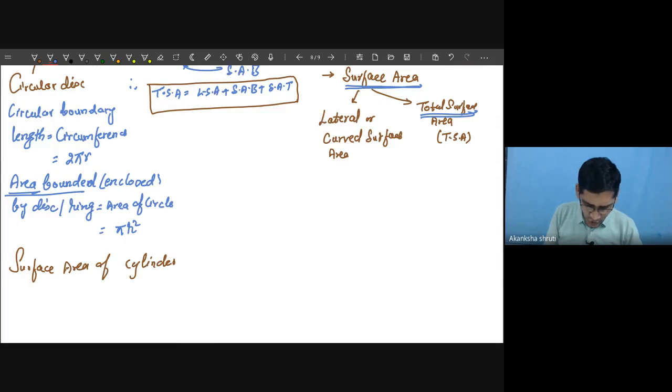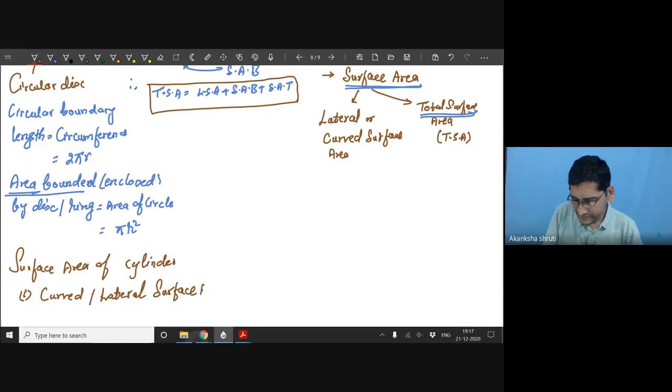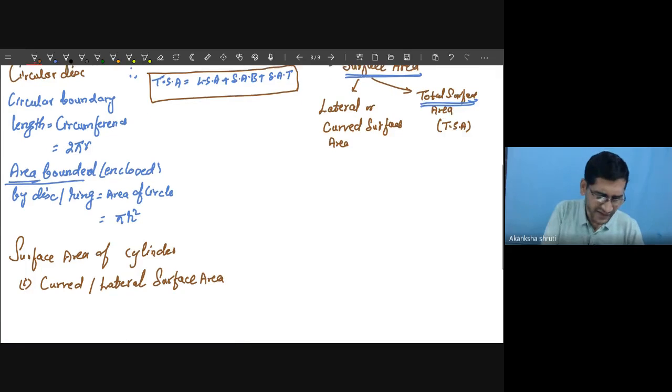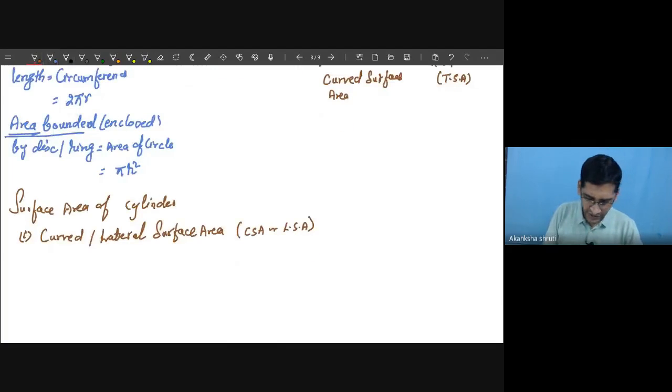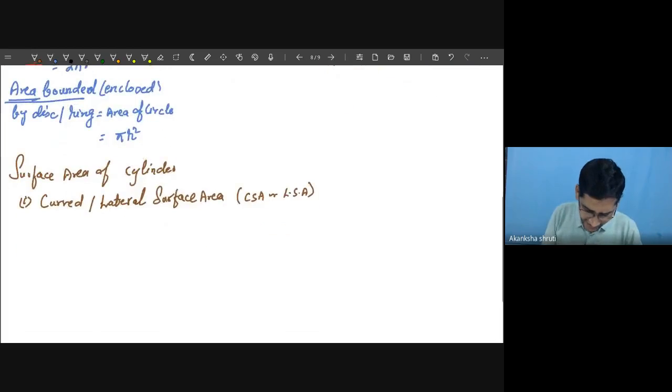So for surface area, there are two kinds. The very first one is the curved, also called lateral surface area, written as CSA or LSA, meaning the same thing. So how is this calculated, students?